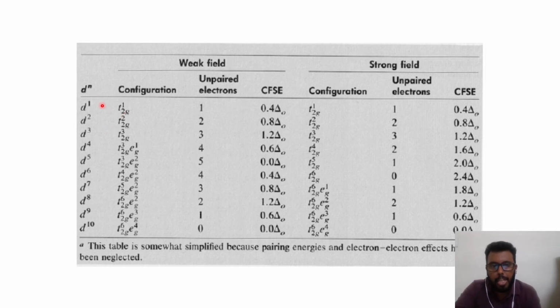Like you have the d1 to d10 systems, and until d3, the third electron will be entering t2g itself. But for d4, you have the weak field ligand and strong field ligand. For instance, in d4, the fourth electron will go to Eg, whereas here pairing will happen, so t2g4. Since the number of unpaired electrons is different for both d4 systems, that is weak field and strong field, how many unpaired electrons here? 4. Unpaired electrons 4. Here 2. So obviously their CFSE value will be different. This is the same for all the situations.